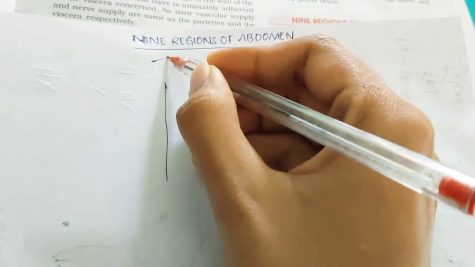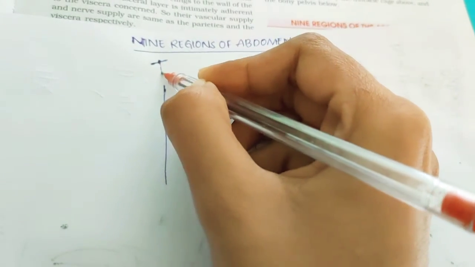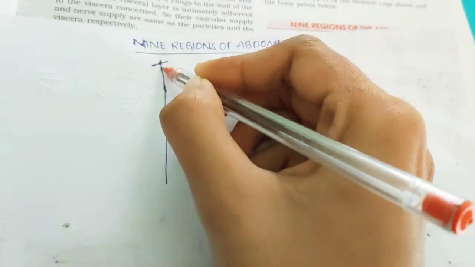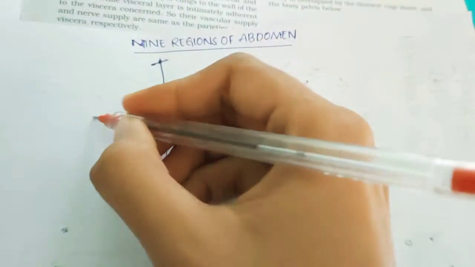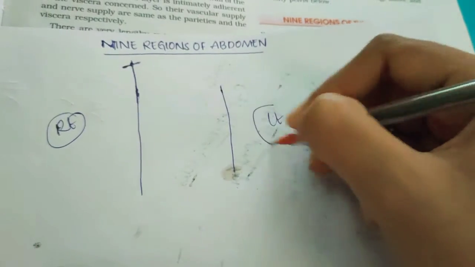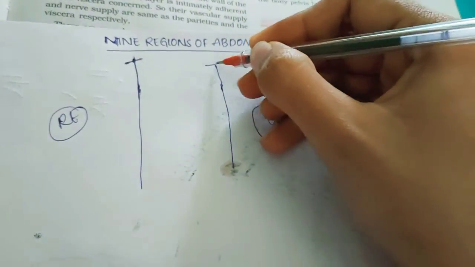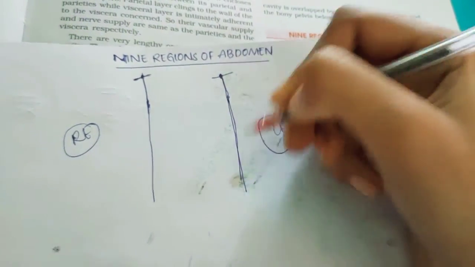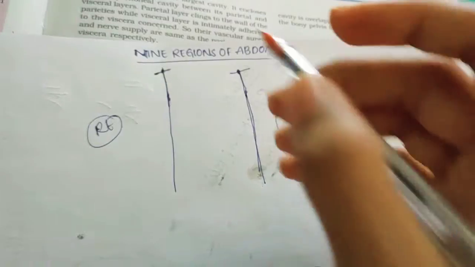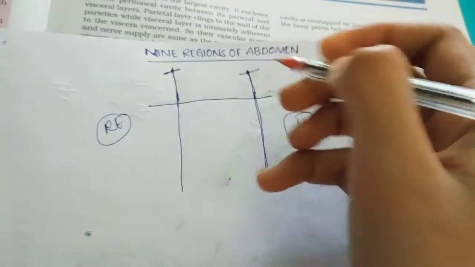So for example, this is a clavicle bone here. In the middle point, if you take the point from there and draw it downward, that will form a vertical line. For example, this is the right side and this is the left side. So these are the two vertical lines coming from the mid clavicular point, that is in between the clavicle bone.